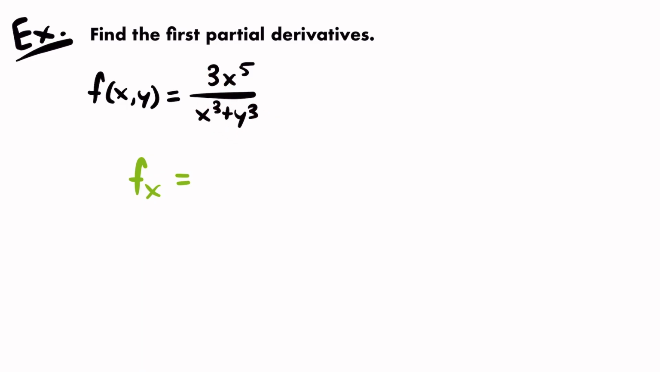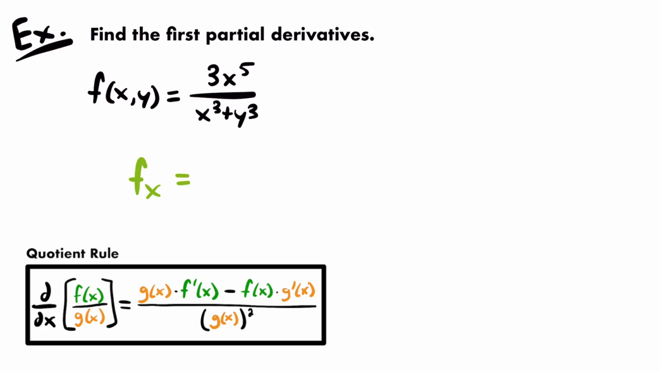All right, 3x to the power of 5 is being divided by x cubed plus y cubed. So if you don't remember the quotient rule, I'll have it up here on the screen for you to reference. But the way it goes is you take the bottom function, multiply it by the derivative of the top, subtract the top function times the derivative of the bottom, and then divide by the bottom function squared. So let's do that here. The bottom function is x cubed plus y cubed, and you want to multiply it by the derivative of the top, which you just have to use the power rule for derivatives on.